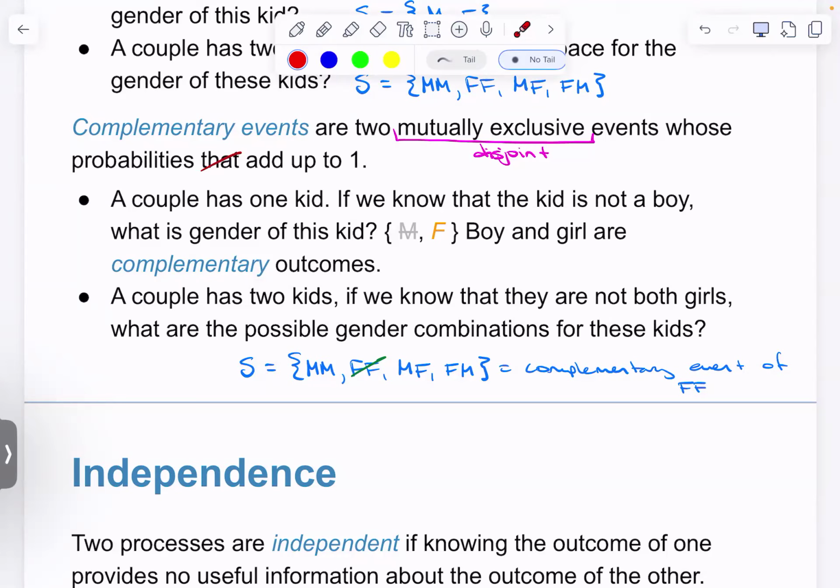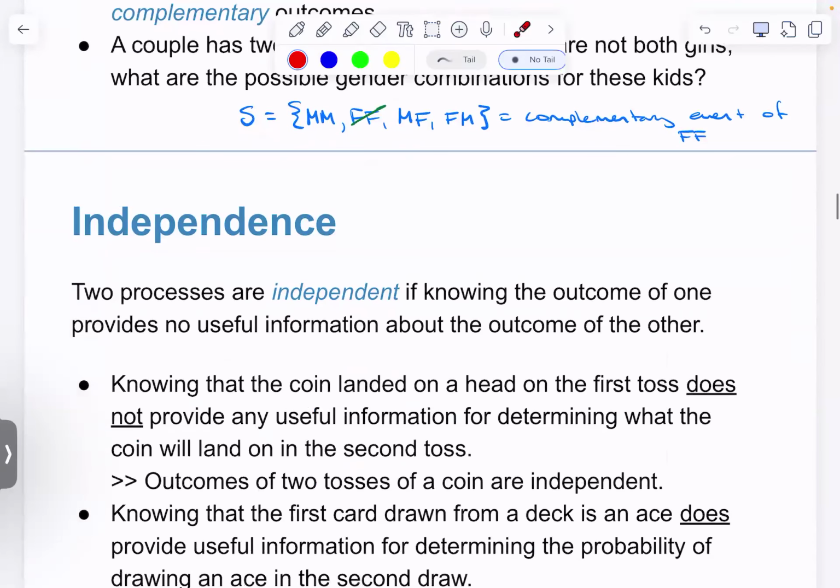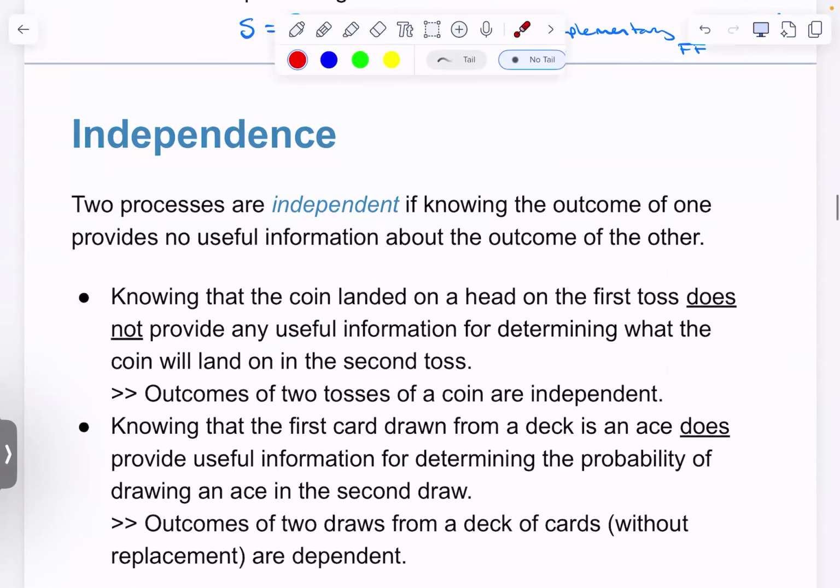Now, that's talking about the events. Now, I want to talk about independence. Kind of hinted at the beginning, right? Flipping a coin is independent. What does it mean to be independent? So 2 processes are independent if knowing the outcome of one provides no useful information about the outcome of the other.